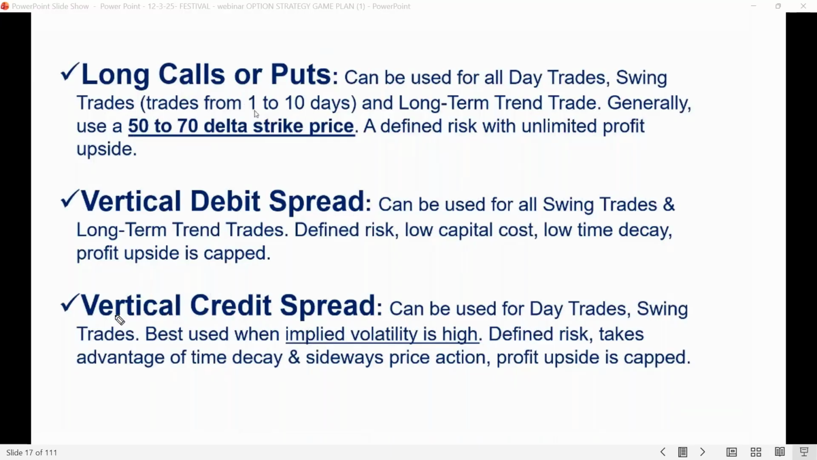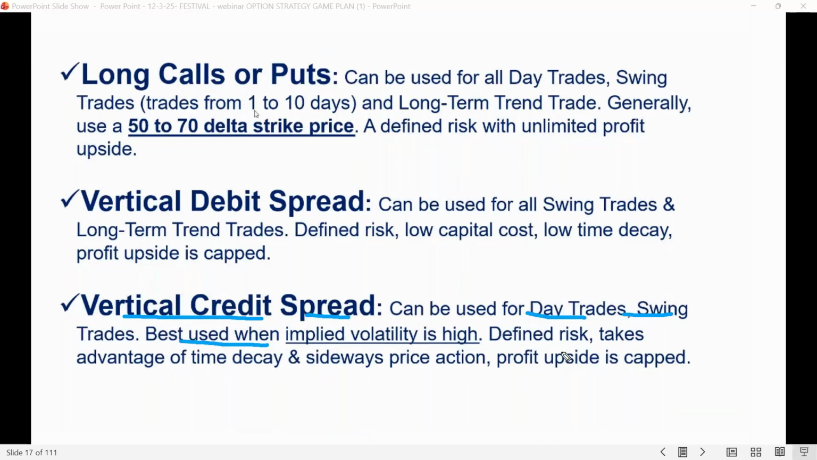Now the other one, which is really great, is the vertical call or put credit spread. And so these can also be used for your day trades or swing trades. Best used when your implied volatility is higher, because as implied volatility expands, that increases the premium that you get from an option. So if we have a higher implied volatility, we're going to be getting more premium for selling that option.